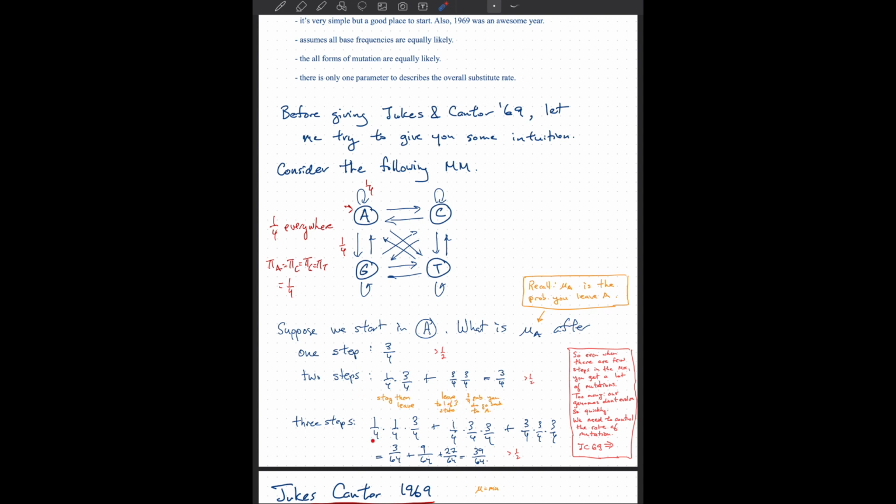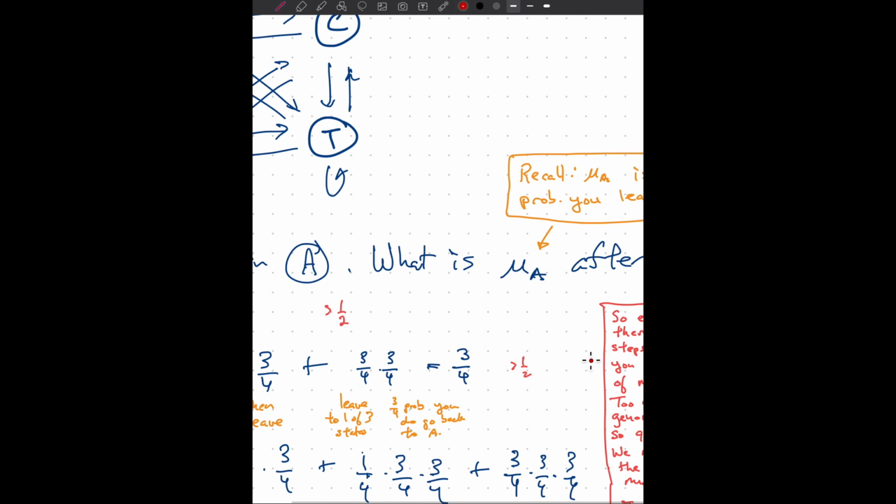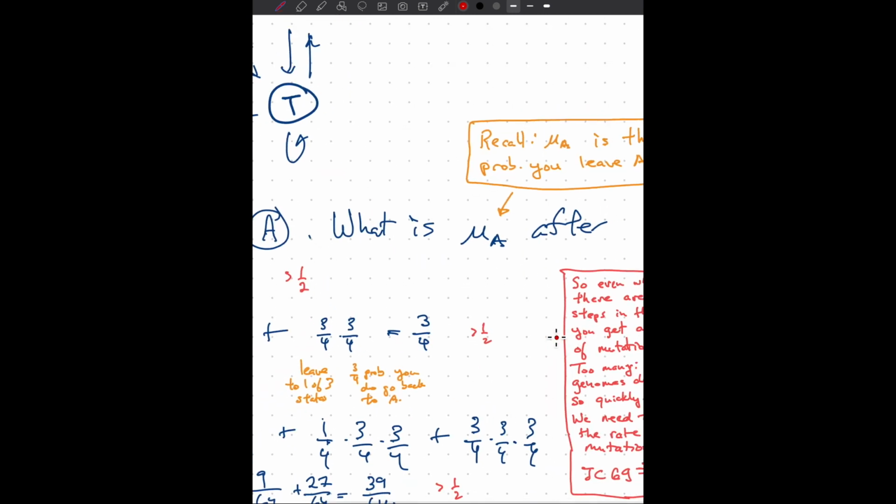3 steps, well, it gets a bit longer. I won't go through this, but that's a good exercise there. You might want to stop the video and just ask yourself if you can understand what I'm writing out there, and hopefully I haven't made a mistake. So I guess my point here is that even when there are a few steps in the Markov model, you get a lot of mutations, right?